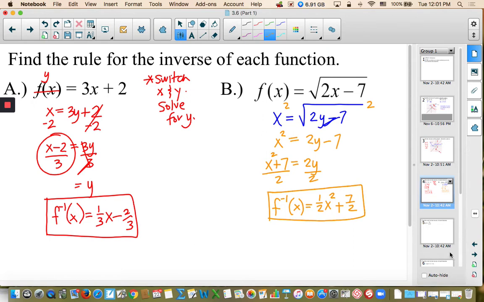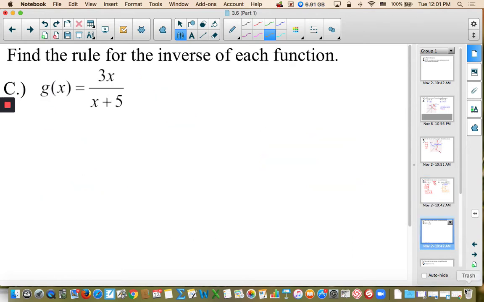All right. We're going to try letter C and letter D together because they do get a little bit trickier here as we go through those two problems. So let's start with letter C. This time it's g of x. So when I get to the end, I'm going to write g inverse of x instead of f inverse of x. But I'm going to switch the x and the y. And notice over here there are two x's, which means I'm going to have two y's. So I'm going to have x equals 3y over y plus 5.